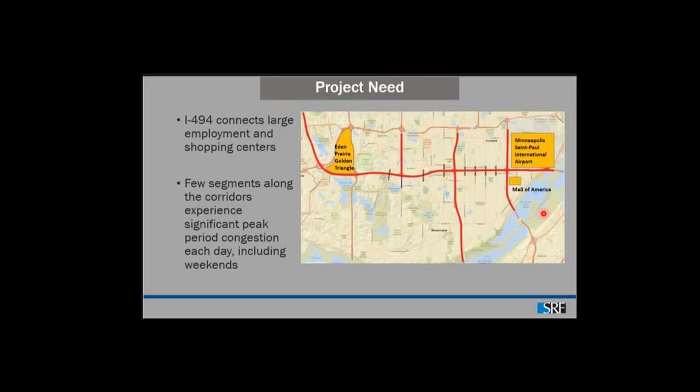I-494 is a major freeway in Minnesota. It connects the communities with large employment and shopping centers. So we have our Eden Prairie Golden Business Triangle right here. We have our Mall of America, the biggest mall in the US, and we also have our Minneapolis-St. Paul International Airport. So needless to say, it's a very important corridor, and the congestion in this corridor is pretty bad. So much so that a few segments in the corridor actually stay congested in the peak hour, even on weekends.